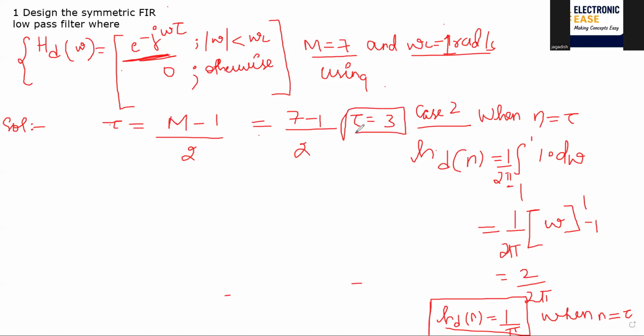Nothing, sir. Are you able to follow, everyone? Anyone having doubts? Anna Rao? No, sir. So next, the tau value is equal to 3.